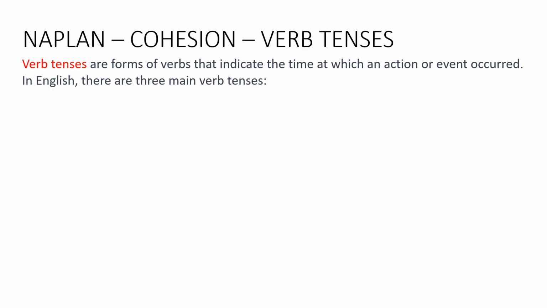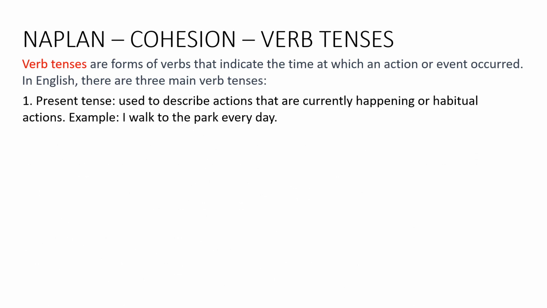So the next main theme is verb tenses. Now, verb tenses are the forms of verbs that indicate the time at which an action or event occurred. So in English, we actually have three main verb tenses. And the first one is present tense.